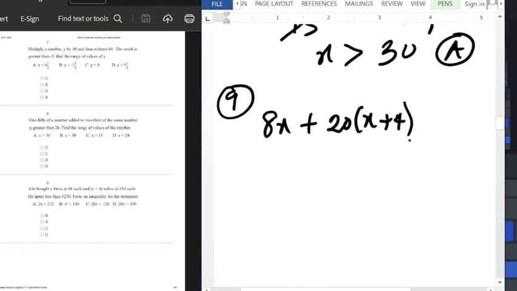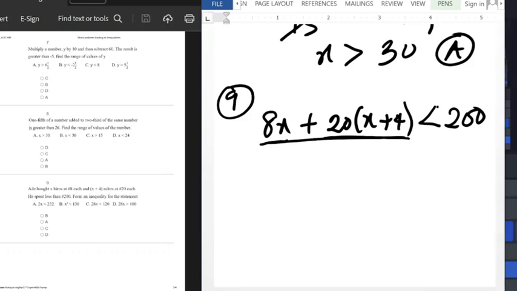So he spent less than 200. All this amounts to less than 200. That's what it means. So the amount spent on biro is 8x, and the amount spent on ruler is 20 into bracket x plus 4. Everything is less than 200. So form an inequality for the statement.